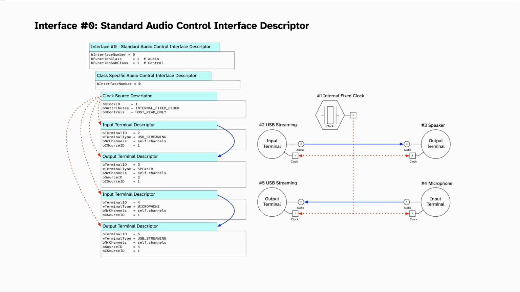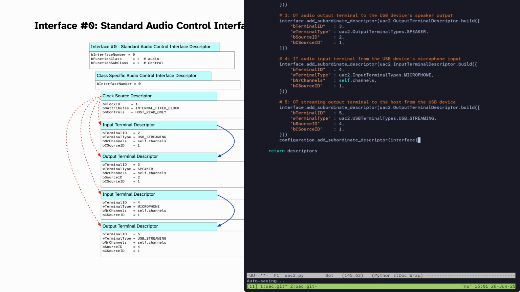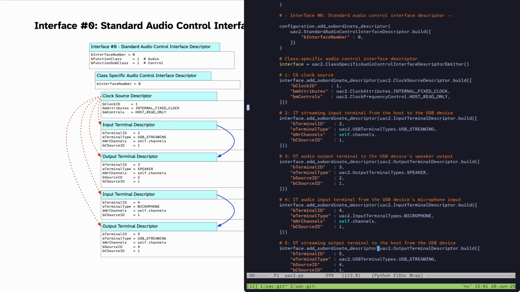So now we can code these up. So let's do that. We're going to have our various terminals. We've got the clock source, and it's defined as an internal fixed clock. Frequency control is read-only, the host can't set it.